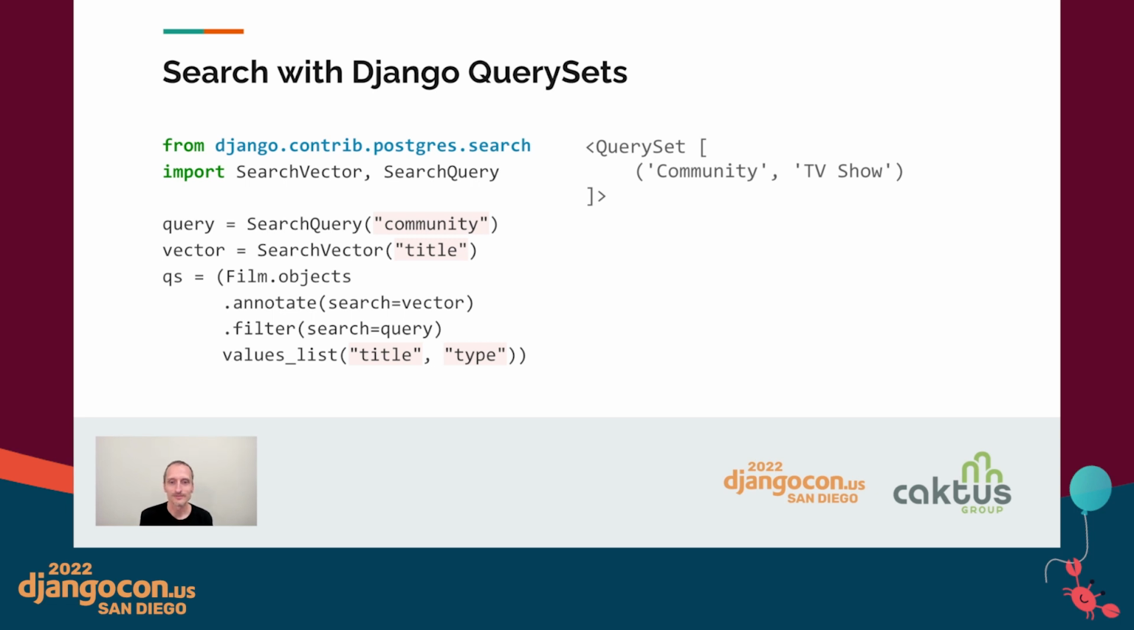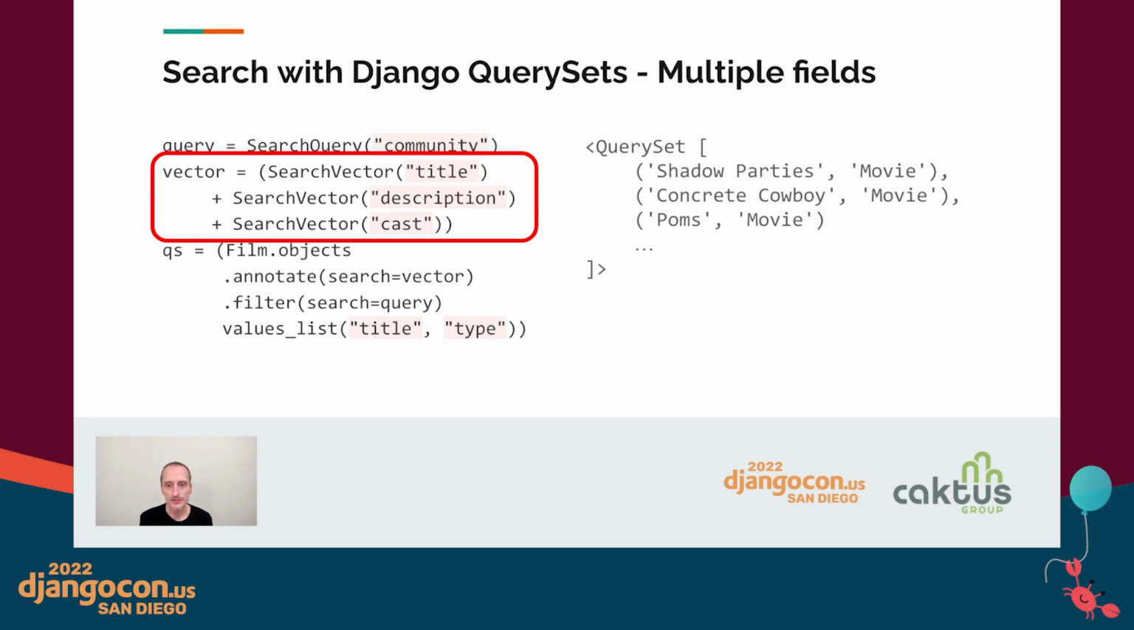So let's break this down. First, we construct a search query, the text we're searching for, and then a search vector, which are the fields we include in our search. And then we annotate a query set and perform the search. So in this example, we search for community and find the community TV show.